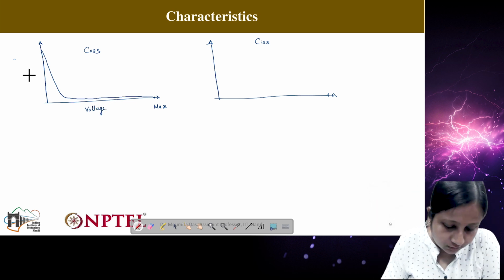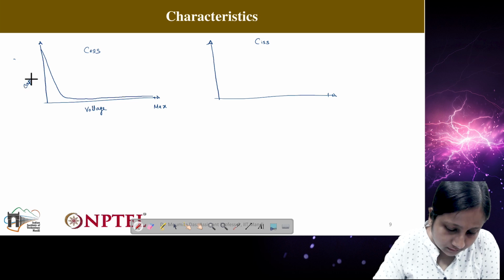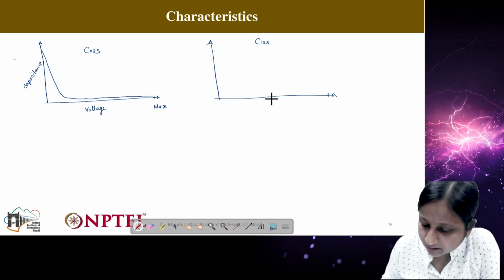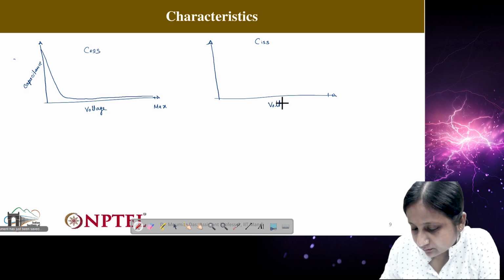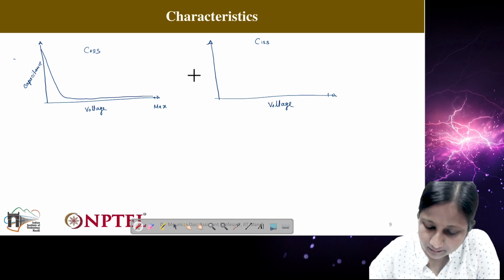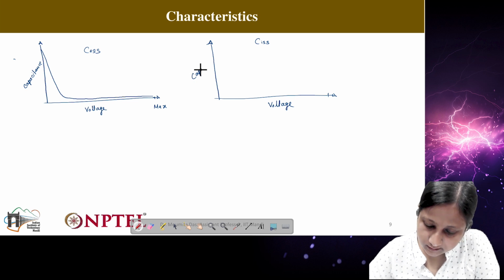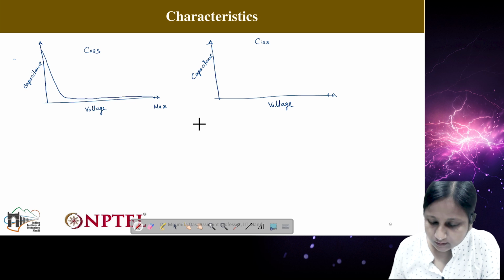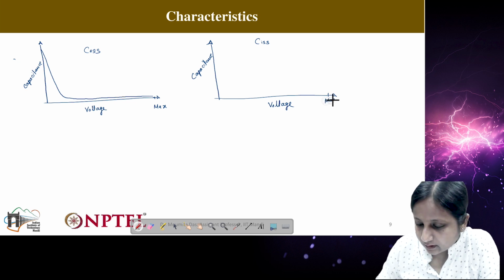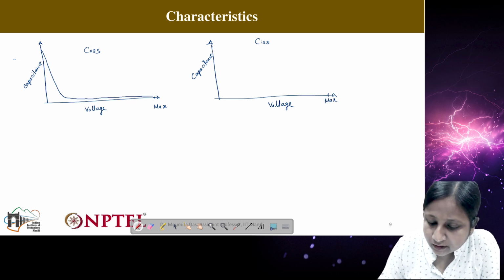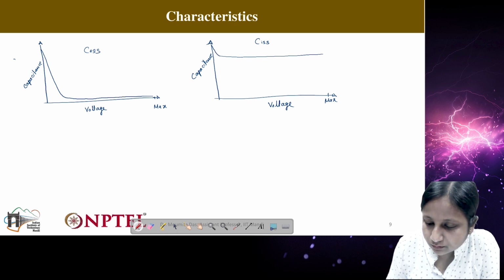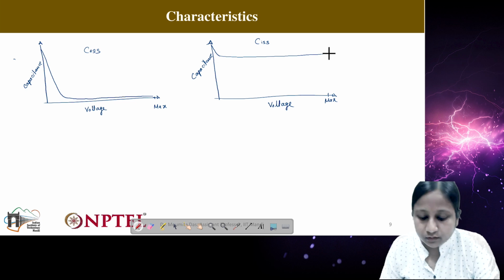And then this side it will be having capacitance. Similarly, voltage and capacitance. This is maximum, and it will reduce a little bit from the initial value, but it will try to settle down to some significant value.